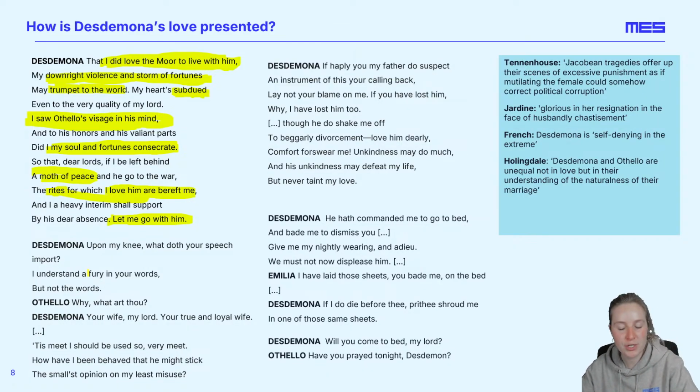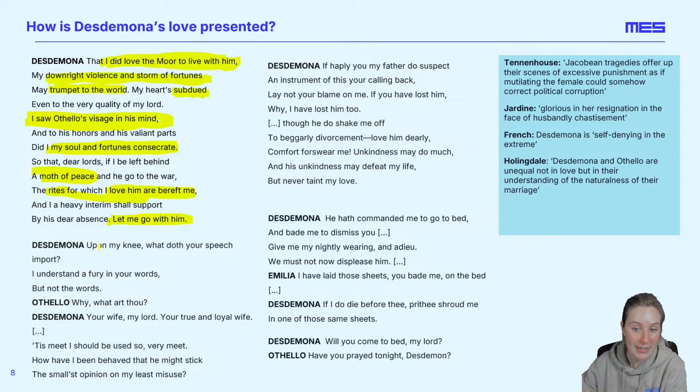Then Desdemona, when she's being questioned by Othello later, says, "Upon my knee, what doth your speech import? I understand a fury in your words, but not the words. Why, what art thou? Your wife, my lord, your true and loyal wife." Later: "'Tis meet I should be used so, very meet. How have I behaved that he might stick the smallest opinion on my least misuse?" So this is when Othello is beginning to question her and treat her wrongly.